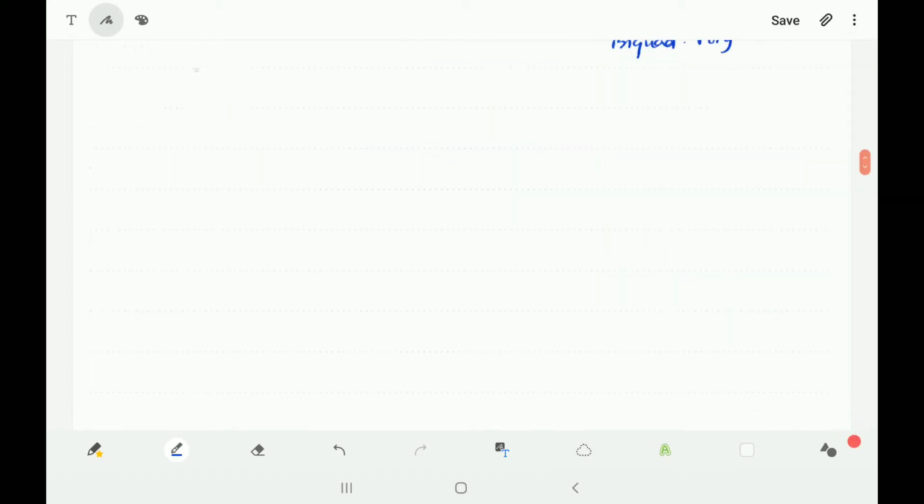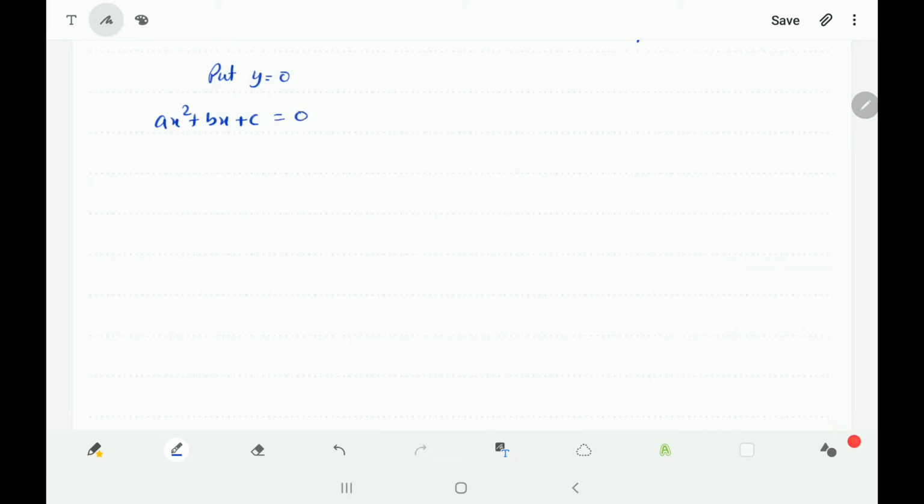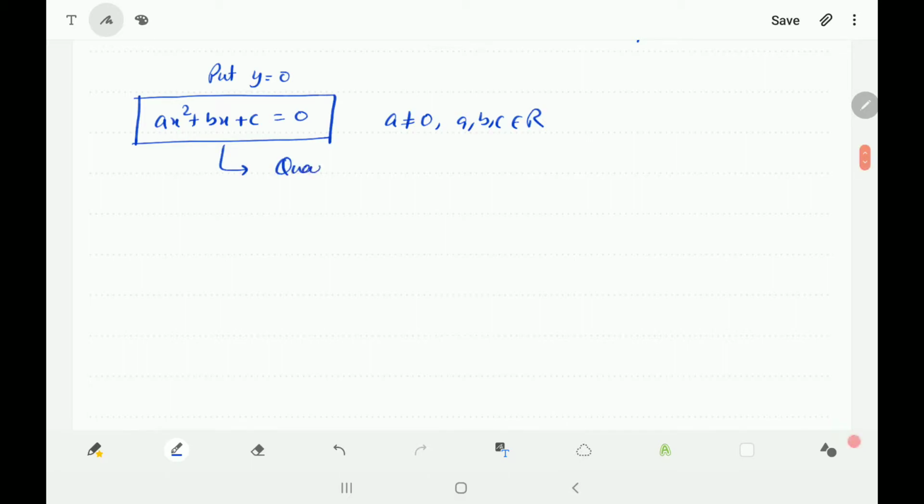Now what is a quadratic equation? As we got to know, ax square plus bx plus c, if I write it equal to y, is a quadratic polynomial, and if I put y is equal to 0 in the expression, I will get ax square plus bx plus c is equal to 0. And if a is not equal to 0 and a, b, c belong to real numbers, then this statement is known as a quadratic equation.